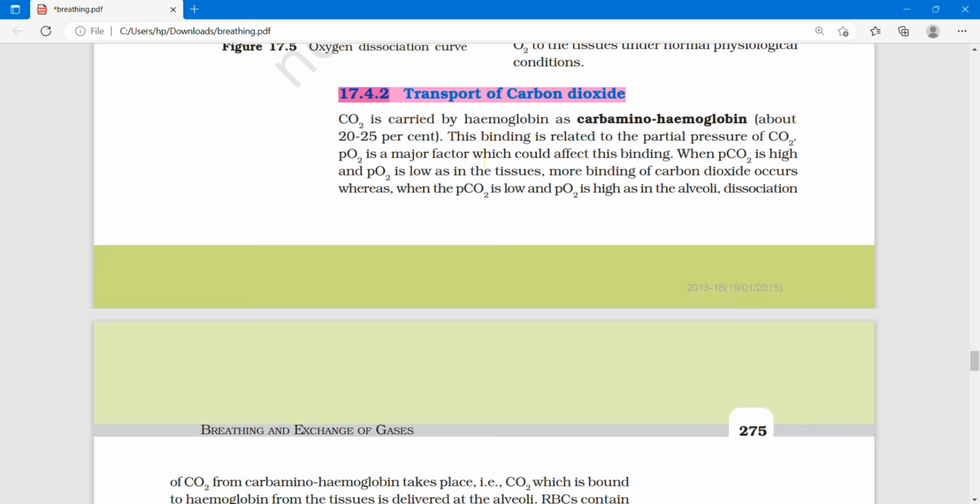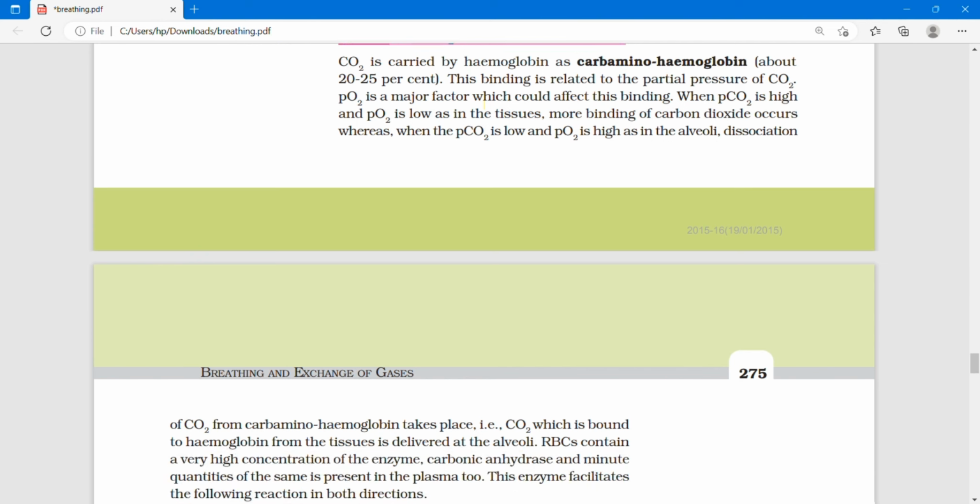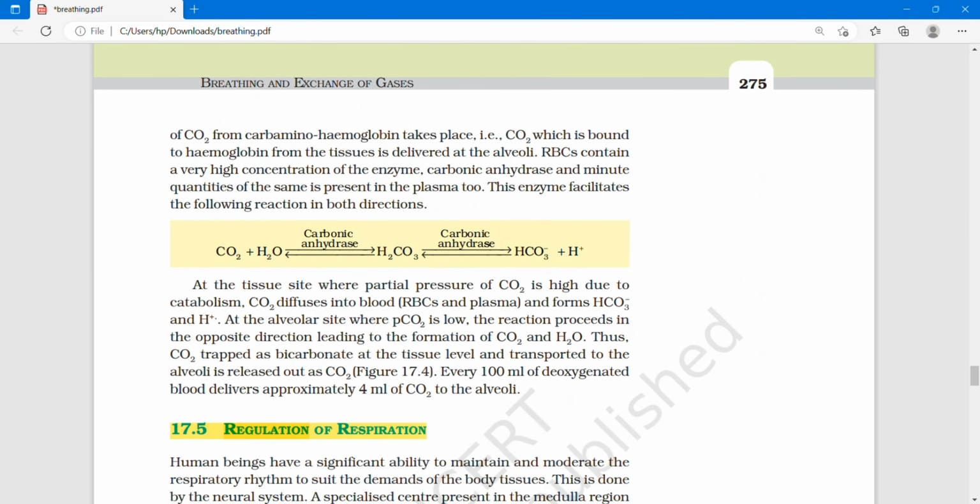Next topic is 17.4.2, that is transport of carbon dioxide. CO2 is carried by hemoglobin as carbaminohemoglobin, about 20 to 25%. This binding is related to the partial pressure of CO2. Partial pressure of O2 is a major factor which could affect this binding. When partial pressure of CO2 is high and partial pressure of O2 is low, as in the tissues, more binding of carbon dioxide occurs, whereas when the partial pressure of CO2 is low and partial pressure of O2 is high, as in the alveoli, dissociation of CO2 from the carbaminohemoglobin takes place.